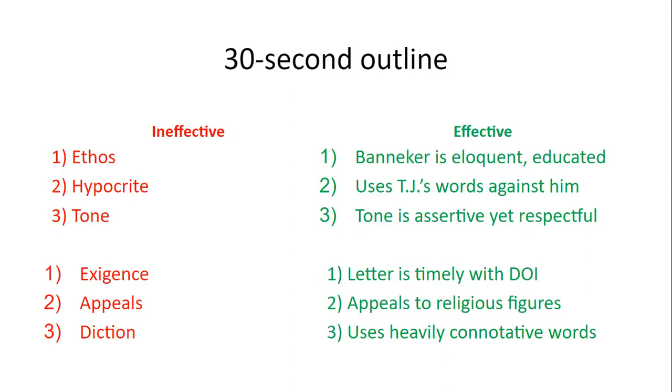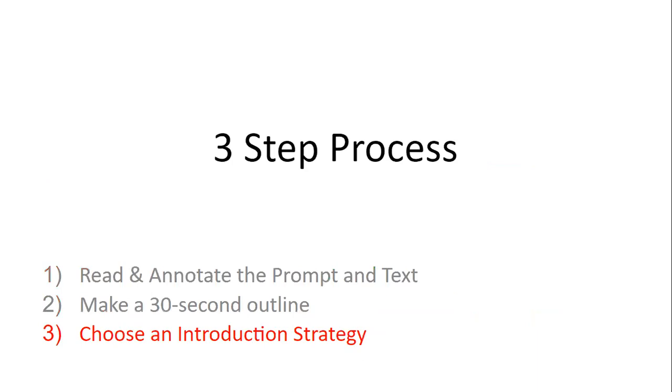Same thing with the bottom right. Instead of saying exigence, you want to say something like letter is timely. Instead of appeals, maybe appeals to religious figures or religious anecdotes. And then diction, you might say, uses heavily connotative words. Okay, now let's get into choosing an introduction strategy.